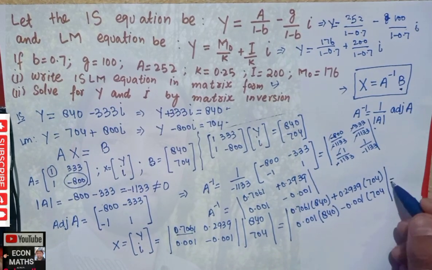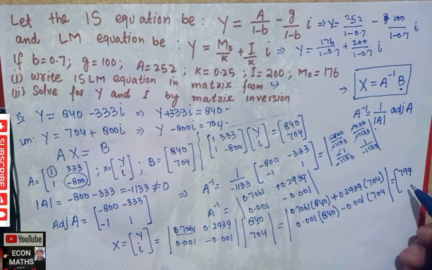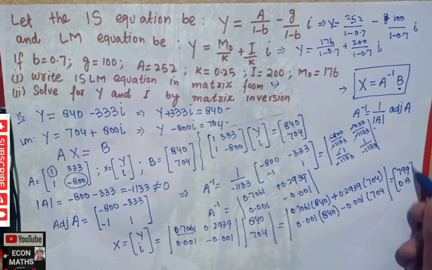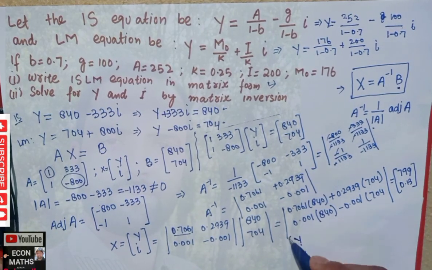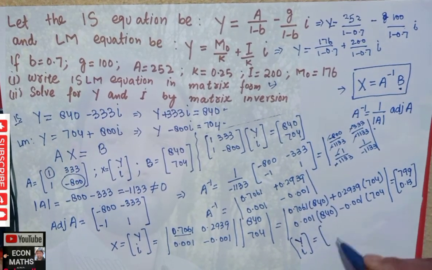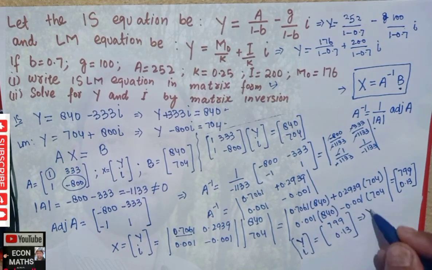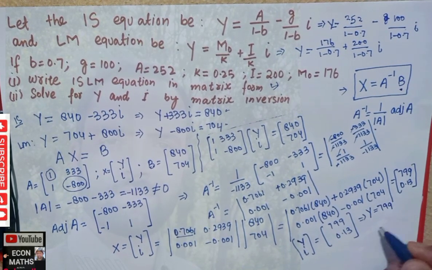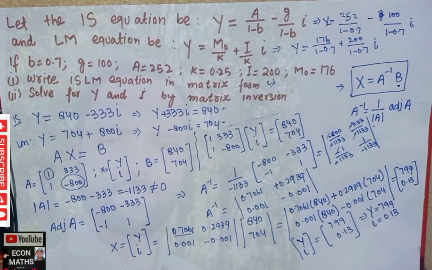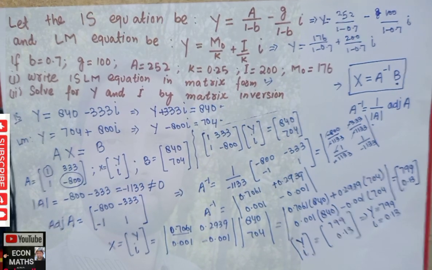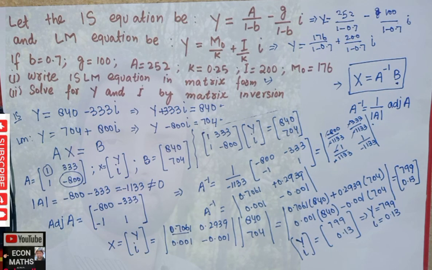When solving, this comes out to be 799 and 0.13. That means our y is equal to 799 and 0.13, which simply means our equilibrium level of income is 799, and our equilibrium rate of interest is 0.13. I hope I make myself clear in this video. Actually, this very question can also be solved by the simple algebraic rule.